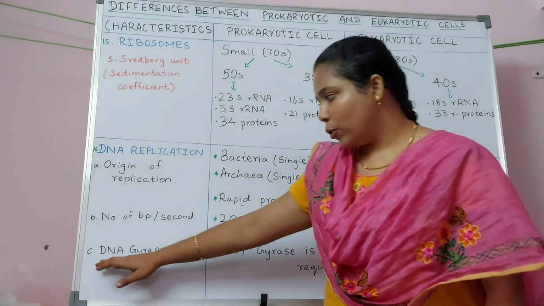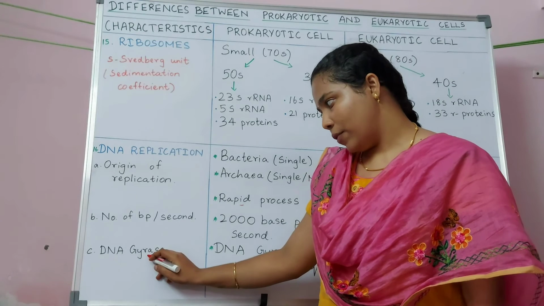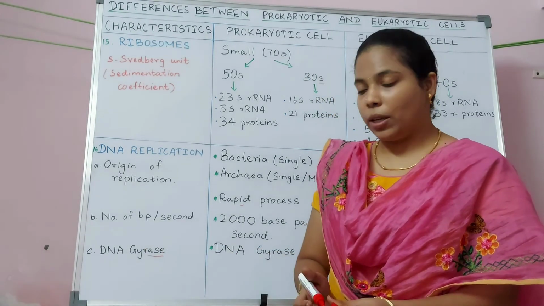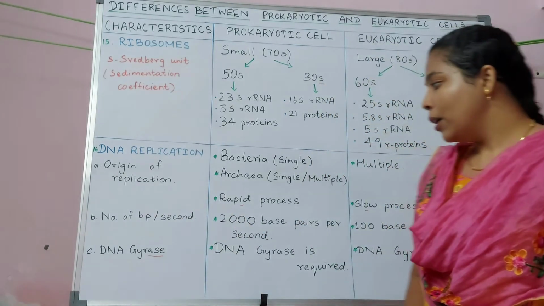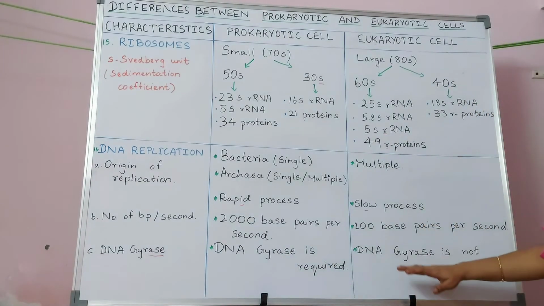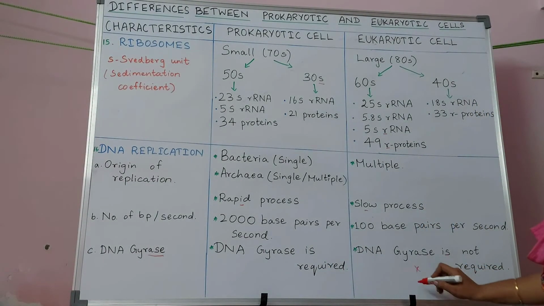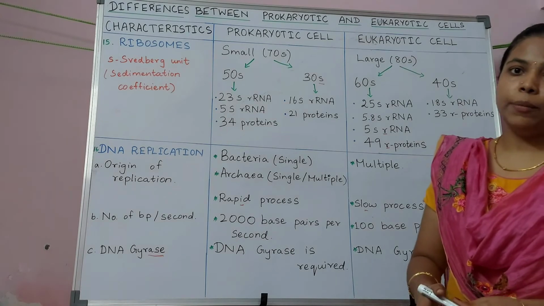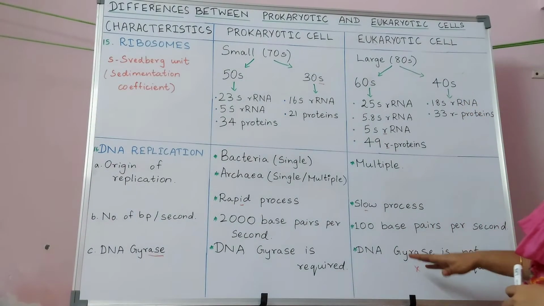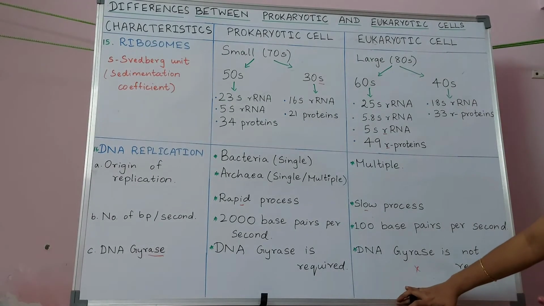And the third point is about DNA gyrase. This -ase is a suffix which denotes that this word indicates an enzyme name. Here gyrase is an enzyme that is present in case of prokaryotes, but in case of eukaryotes they do not have gyrase enzyme. This gyrase enzyme will catalyze a process called negative supercoiling. So this negative supercoiling will be done in case of eukaryote by some other mechanism, and hence this gyrase is not present in case of eukaryotes.